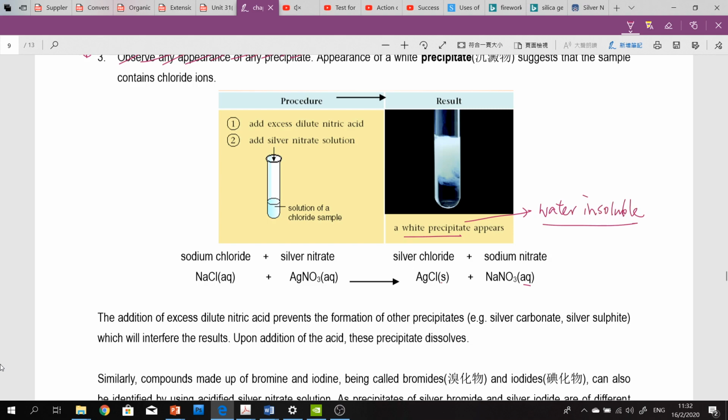It is water insoluble, but the other chemicals that mix together are still soluble. So only this part is insoluble, and it is a very good tool for you to know that this is chloride. We can find chloride inside that. So what is that white precipitate? That white precipitate, we call silver chloride.